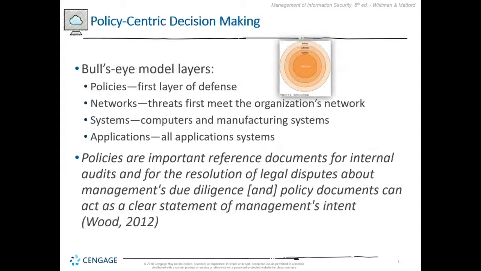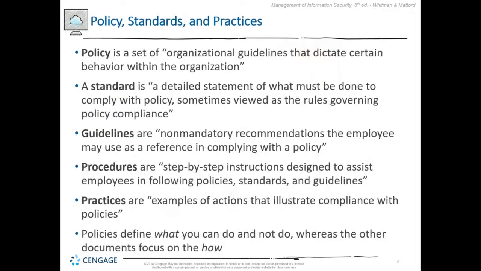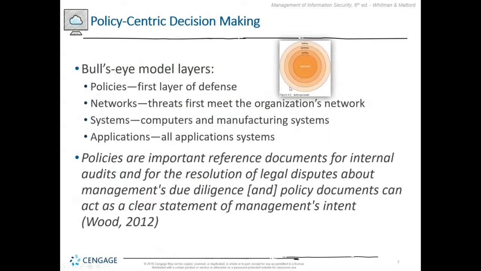So now we're going to look at a bullseye model. This is for prioritizing complex changes. So we've got 4 different layers of the model. We have policies, networks, systems, and applications. Policies are your first layer of defense. So once again, this is the rules. Our networks, that's where threats first meet the organization's network. So that's where the threats are coming in; the first place they're going to come in is through the network. Systems will be your computers and manufacturing systems. And then applications are all applications systems.